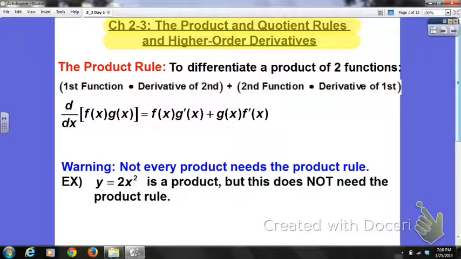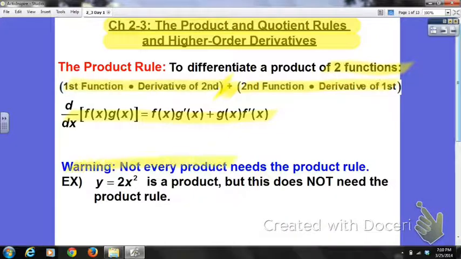Hi everybody. Today we're going to talk about section 2.3, which deals with the product and quotient rules and also with higher order derivatives. We're going to jump straight into the product rule, which states that in order to differentiate a product of two functions, we need to follow this rule. The first function times the derivative of the second function plus the second function times the derivative of the first. Technically speaking, this is what it is represented by.